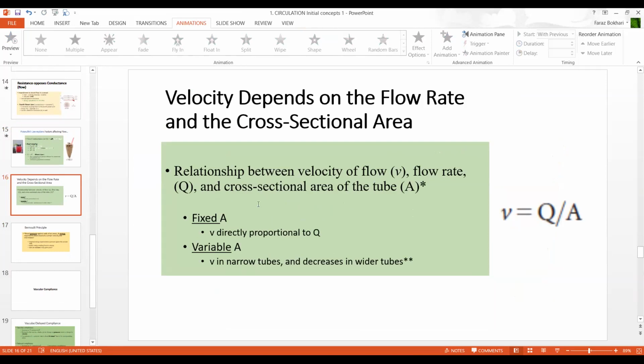Talking about the last relationship: velocity, flow rate, and cross-sectional area. How are they related? So before we go into this, let's look at V. V is velocity, Q is the flow, as you now know, over cross-sectional area. You will have more velocity of fluid if you have more fluid. Very straightforward. Velocity with cross-sectional area is tricky.